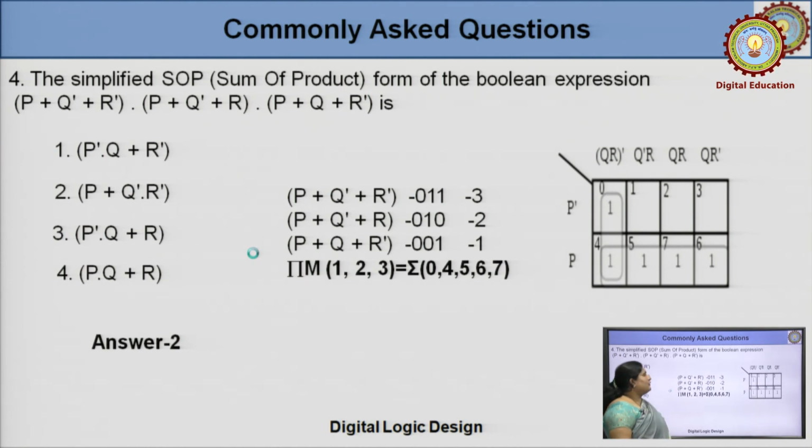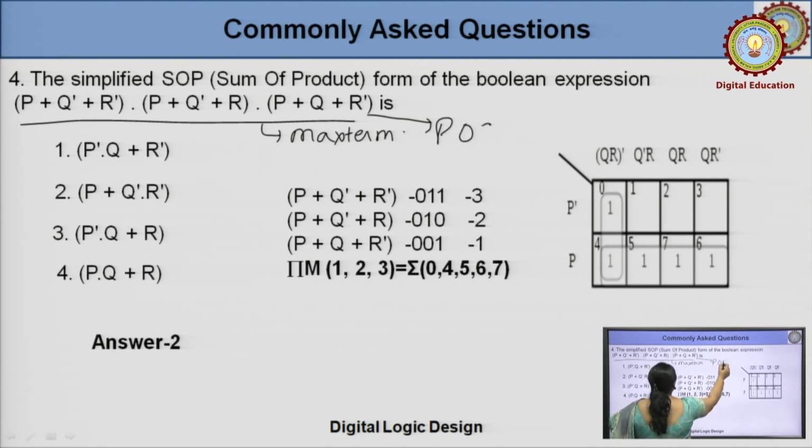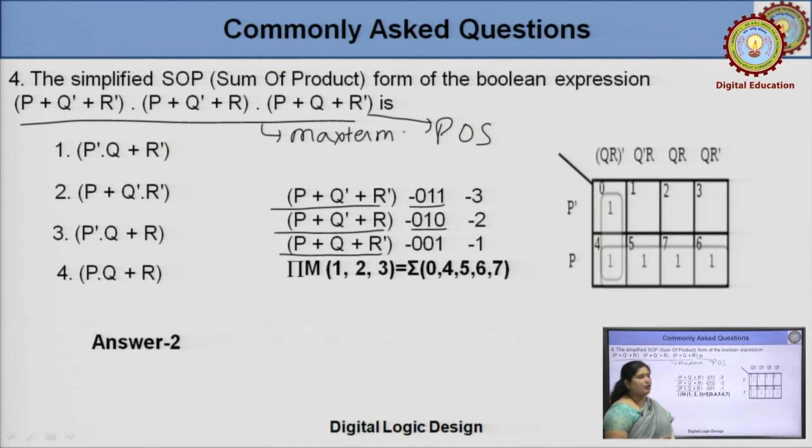The simplified sum of products form of the Boolean expression is this. So, this is a max term, or you can say that this is represented in POS, product of sums form. So, first this product of sums form is converted into sum of products form, and then I will draw the K map and then find out the final outcome. So, for P plus Q bar R bar, your binary representation is 0 1 1, because in the case of POS, 0 is represented as uncomplemented form, right. Similarly, P plus Q bar R is represented as 0 1 0 and P plus Q plus R bar is represented as 0 0 1. So, this is the decimal representation for 3, for 2 and for 1.